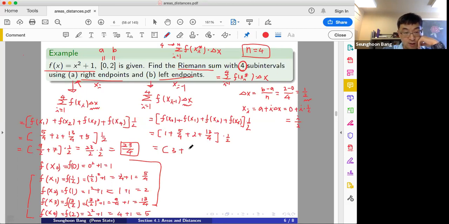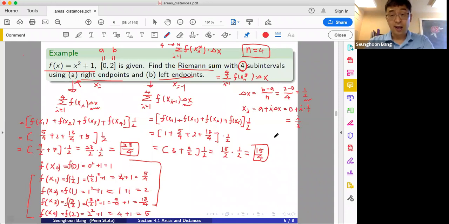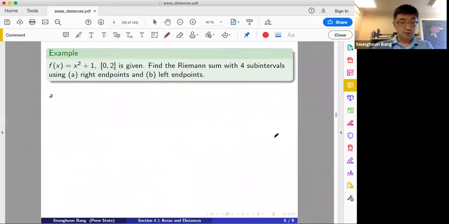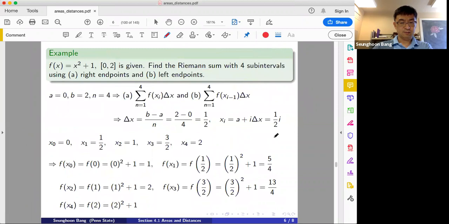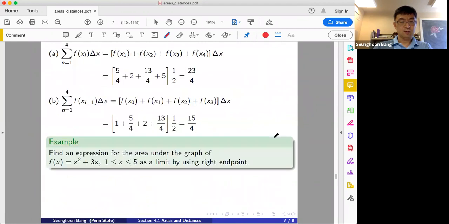We have 3 plus 9 over 2, times 1 over 2. 3 times 2 is 6, 6 plus 9 is 15 over 2, times 1 over 2. So the answer is 15 over 4, the answer of the second question by using the left-hand points. Okay, so this is exactly the answer of this question. You can use this idea here, like this. Yeah, you can calculate. And so we have it.